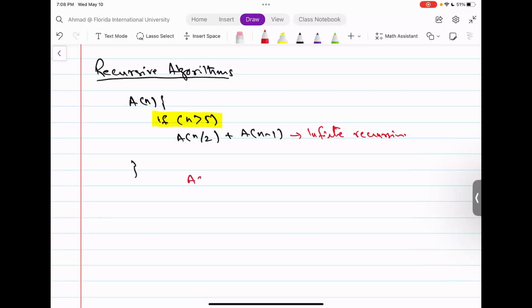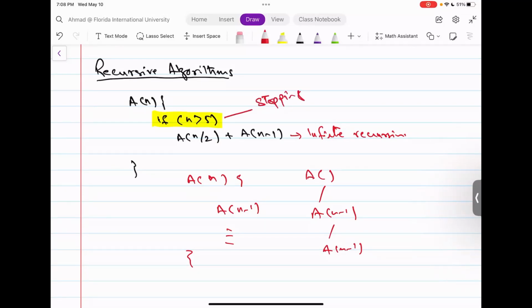Like for example, if this algorithm A on n does not check any condition and it just calls itself again, then no matter what else it does, it is going to call itself infinitely. It's going to call A of n minus 1, and again A of n minus 1. So it's going to be infinite recursion. We have to prevent this by adding a stopping condition. Sometimes we call it an anchor, or sometimes a base condition, right? These conditions are very, very important. So this is what a recursive algorithm is.